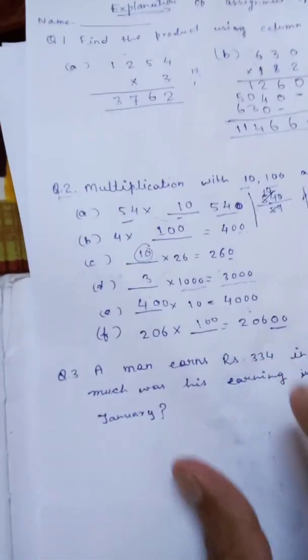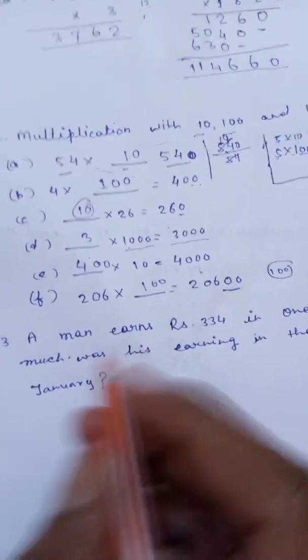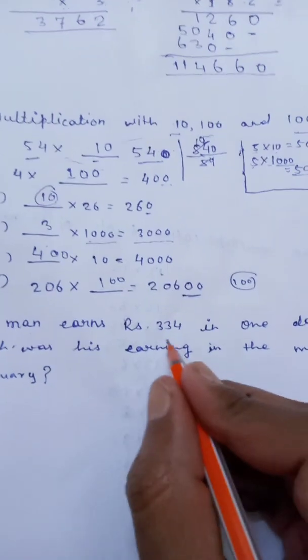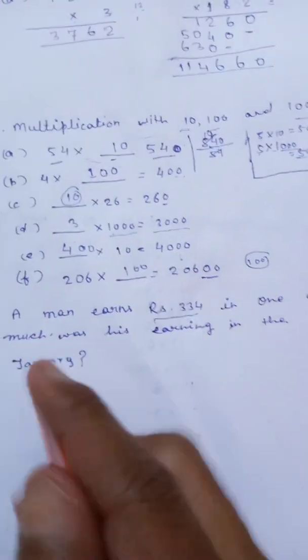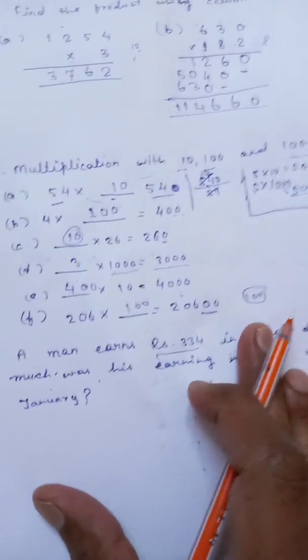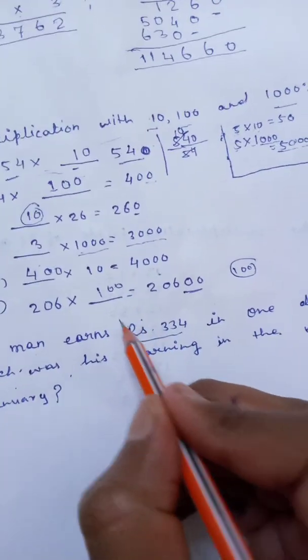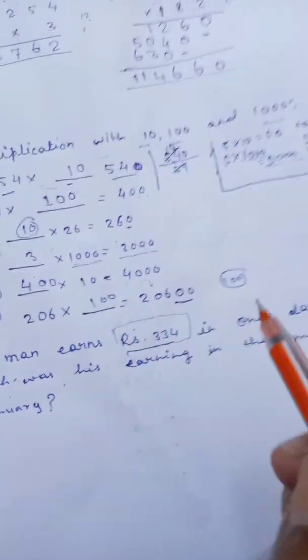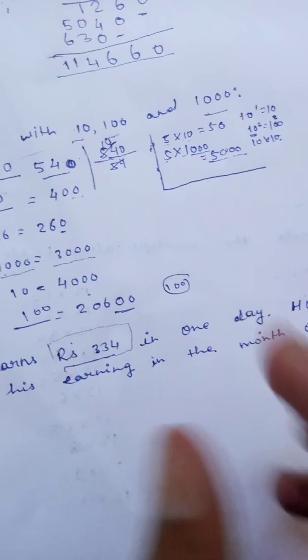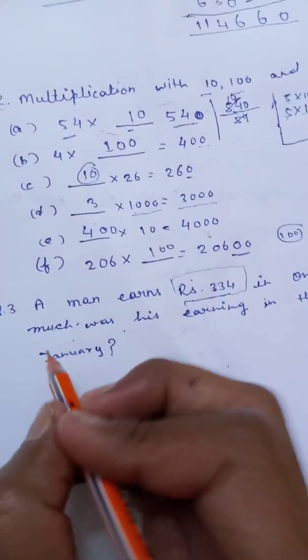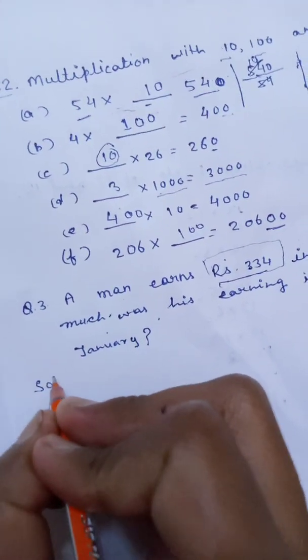The next question is question number 3. A man earns rupees 334 in one day. How much was his earning in the month of January? This particular amount is the daily income of a man. If he earns 334 in one day, how much money will he earn in the month of January?